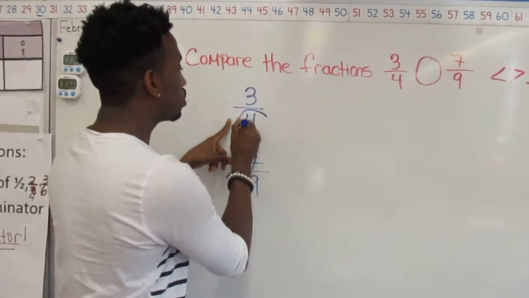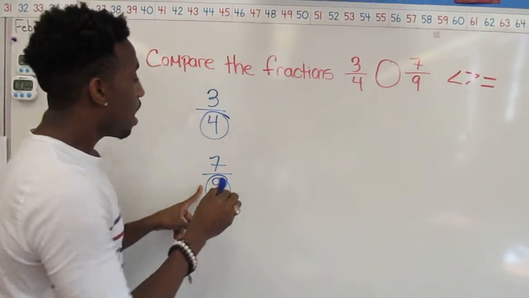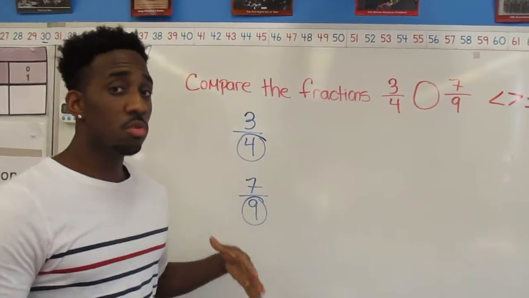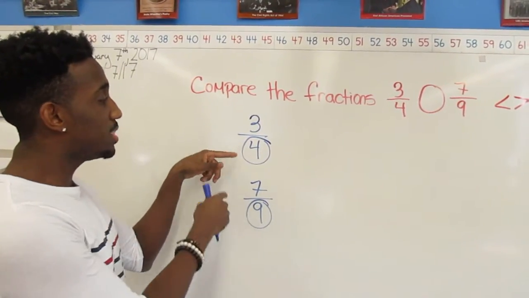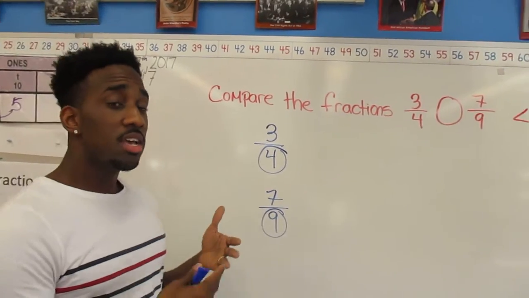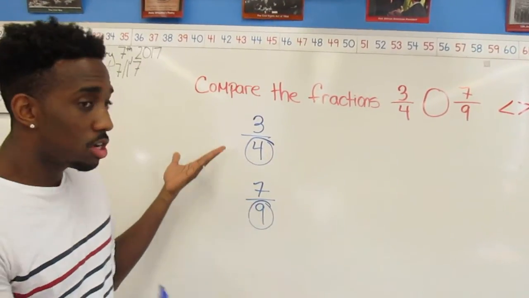So I'm going to look at my two denominators, and I want to see what number is common for both of these numbers. I can do this by multiplying both my denominators by each other. So 9 times 4 gives me 36. Therefore, a common denominator is going to be 36.